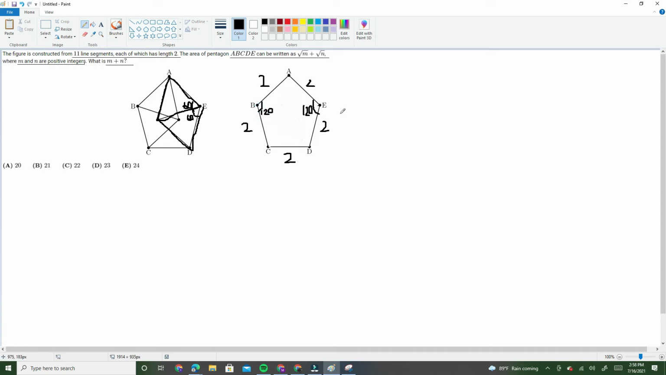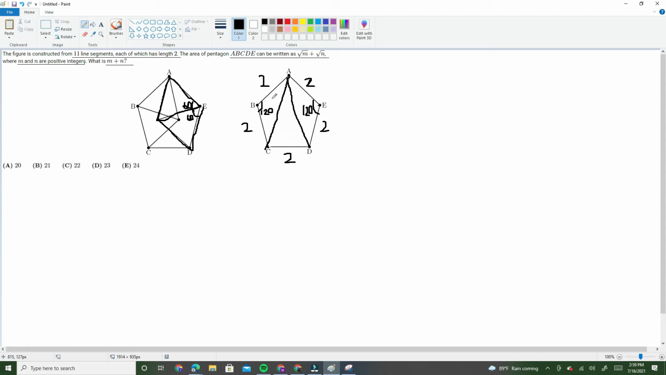So now things have gotten a little bit more interesting. We have this pentagon with 2 angles of 120 degrees, and all sides are of length 2. From here, we can do something pretty simple, actually. We can connect points A and C by a line segment. And we can do the same with points A and D. So now we form 2 triangles, triangle ABC and triangle AED.